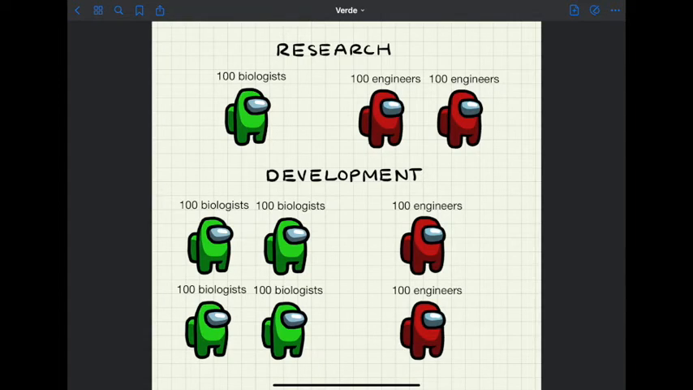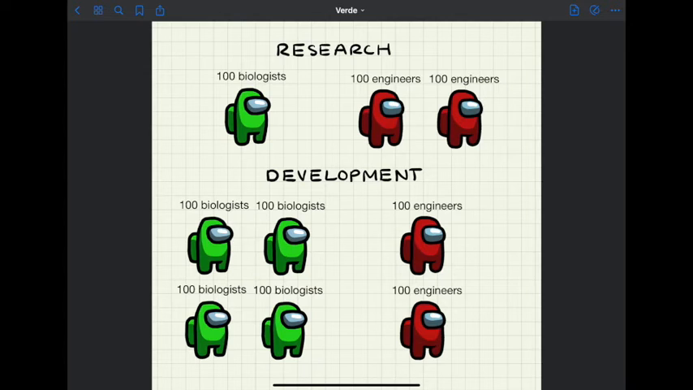So for the second case, let's say the development team does not have the exact inverse amount of biologists and engineers. Let's say, for example, that the development team has 400 biologists and 200 engineers. Then the ratio would still be the inverse, which would be 2 to 1, but the amount of biologists and environmental engineers is not the same.